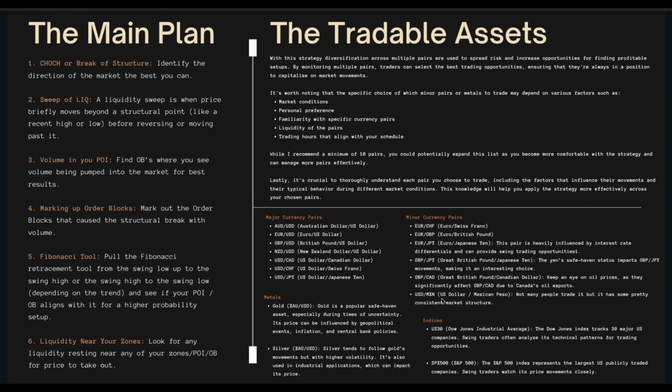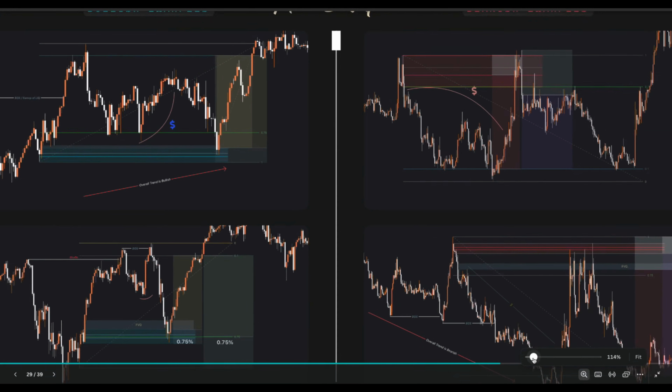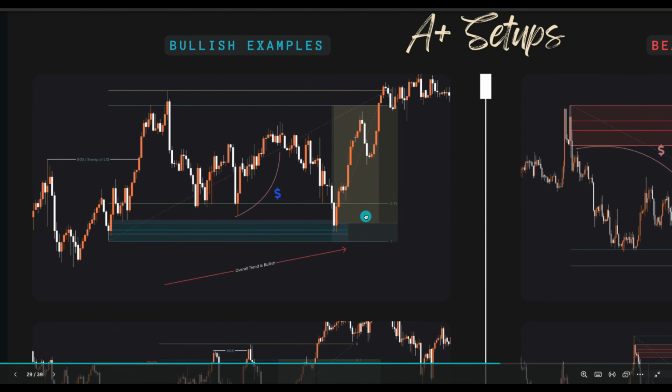But yeah, guys, focus on this. Read this. Make sure you're understanding what I'm telling you. And backtest. Okay, please backtest. All right, so we're going to look at some A+ setups.